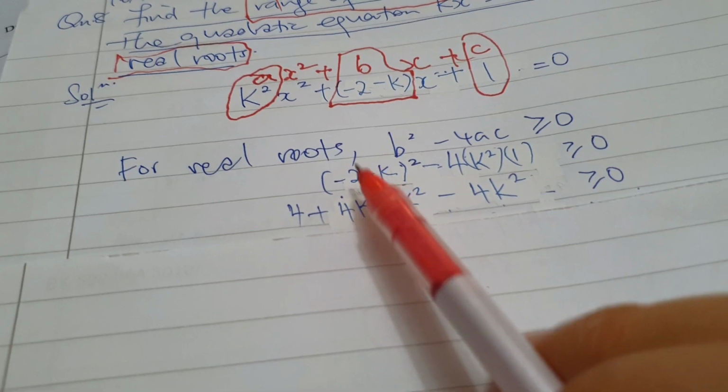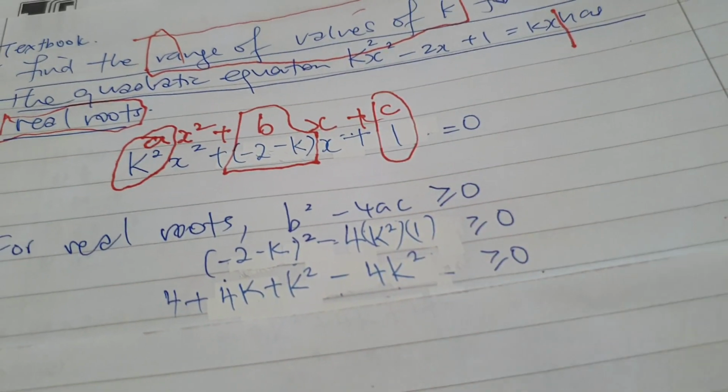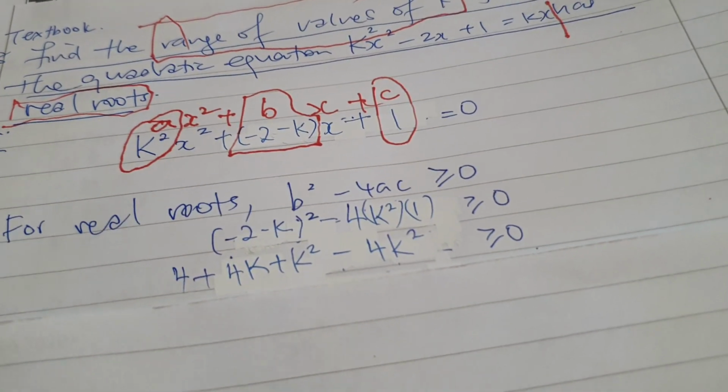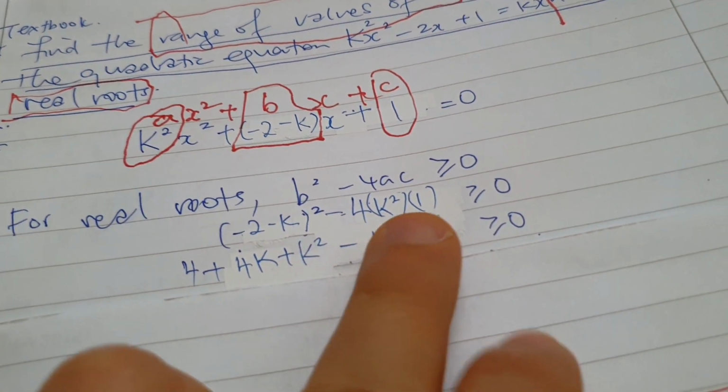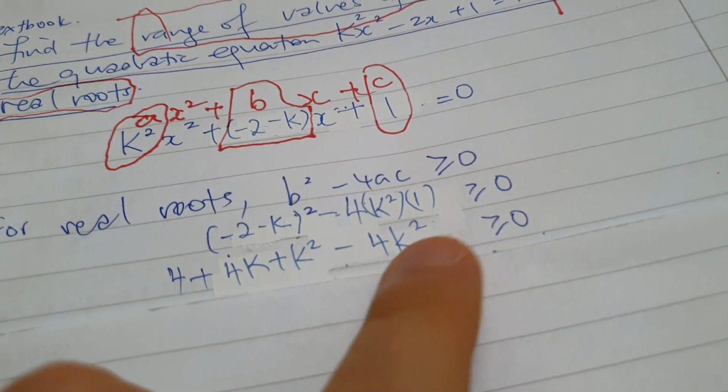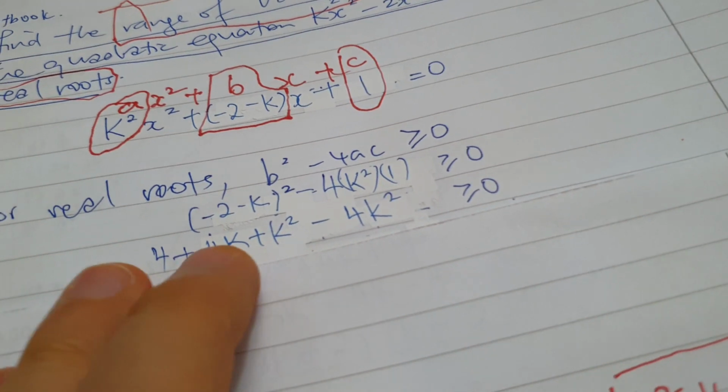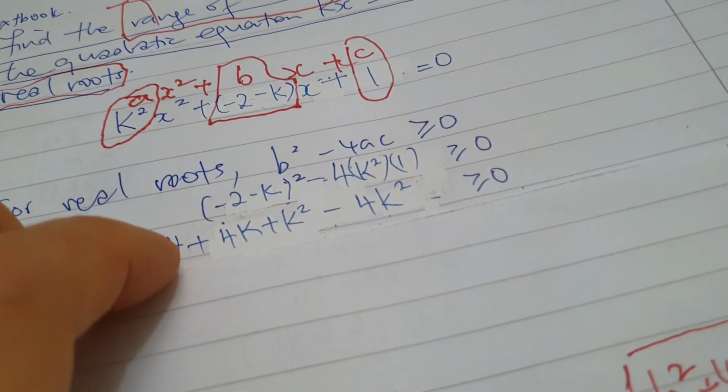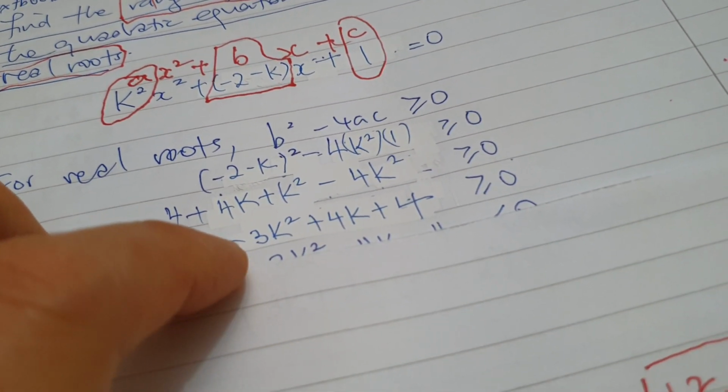Okay, so please use the method that I taught you. The method that I taught you is the general method. Okay, then minus 4ac, the a is k squared, the c is 1, and this is what you have. Simplify this, k squared minus 4k squared, you get minus 3k squared.